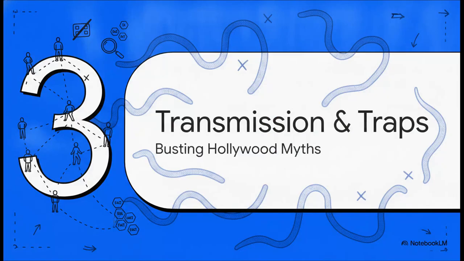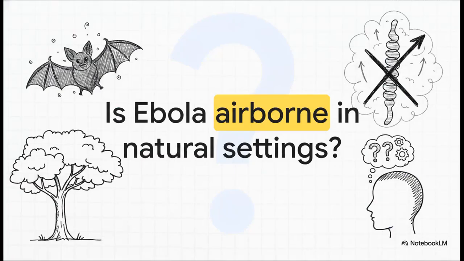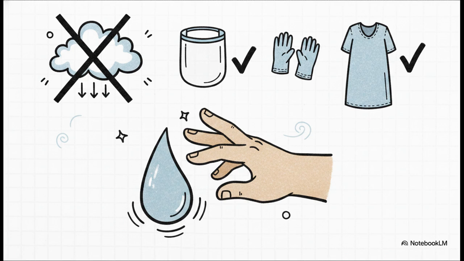Section 3. Transmission and exam traps. Busting Hollywood myths. I want to pose this question directly to you, because movies like Outbreak have totally skewed how we think about this. Is Ebola airborne in natural settings? Just think about that for a second. The answer is a definitive, hard no.